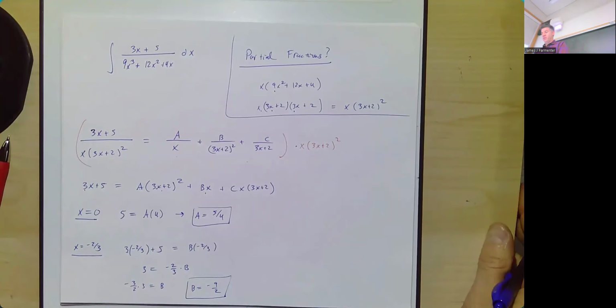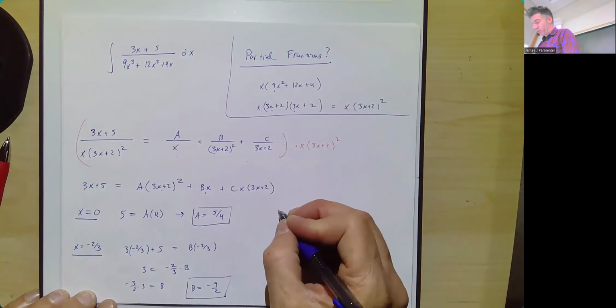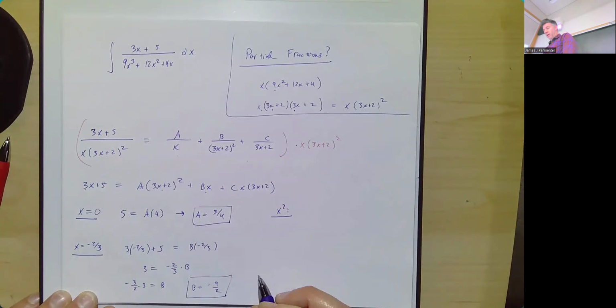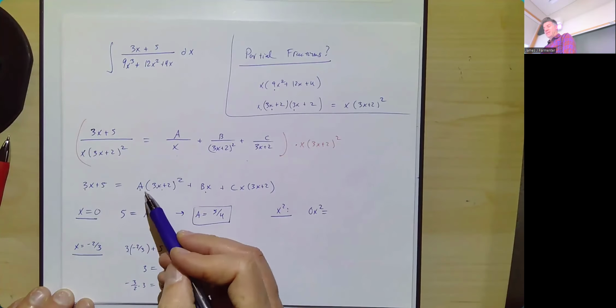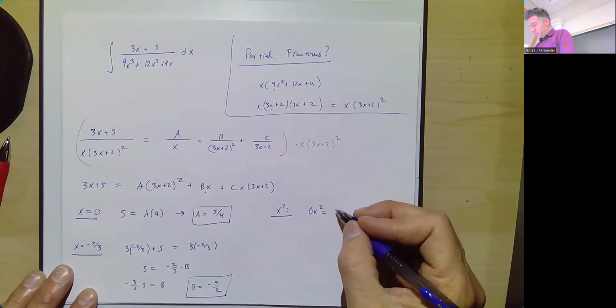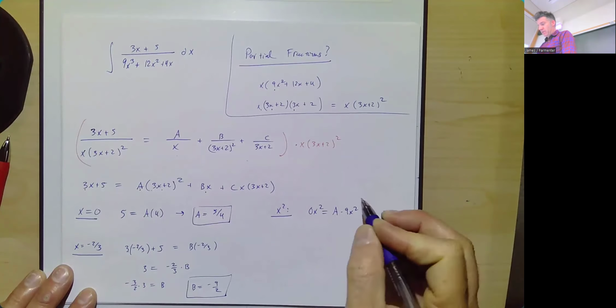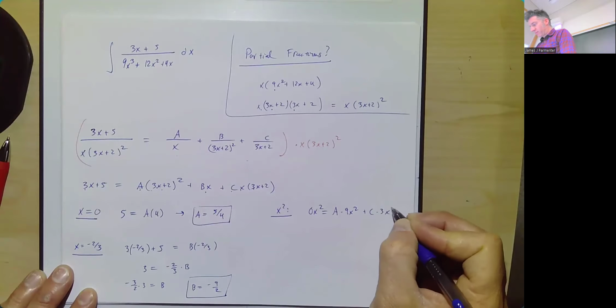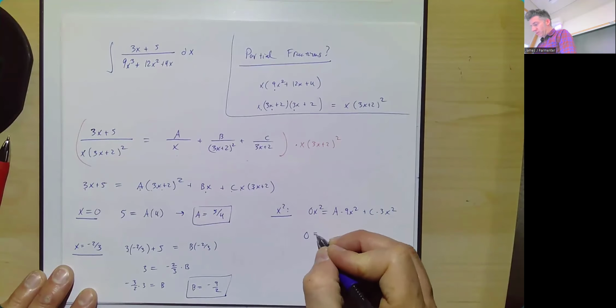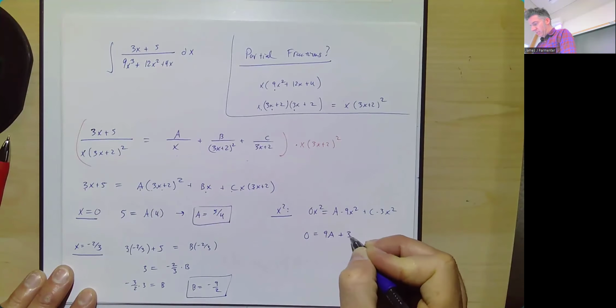And once again, we're in the situation where we've run out of nice values of x. So we're going to start equating coefficients. And here I'm going to look at the highest power of x, which is x squared. On the left-hand side, I have 0x squared. On the right-hand side, I would have a times 9x squared, and I'd have c times x times 3x, so I'd have c times 3x squared. Or in other words, 0 equals 9a plus 3c.